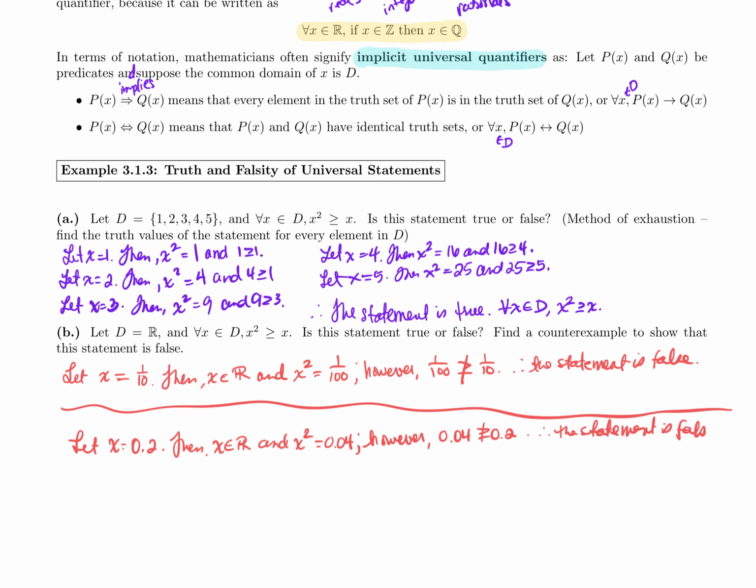You don't need more than one. I'm just giving you 2 options. You only need a single counterexample to show that a universal statement is false.